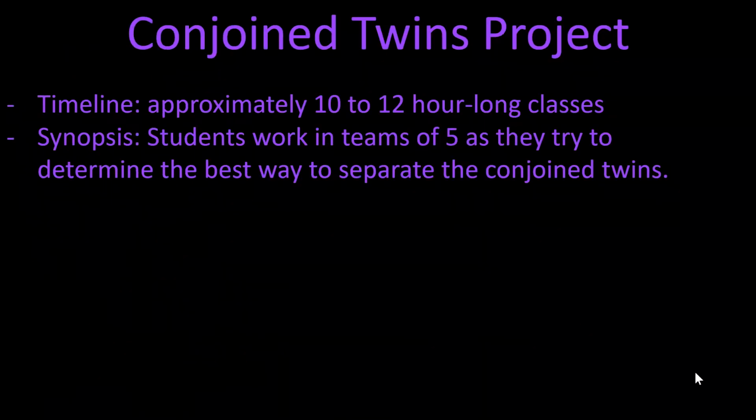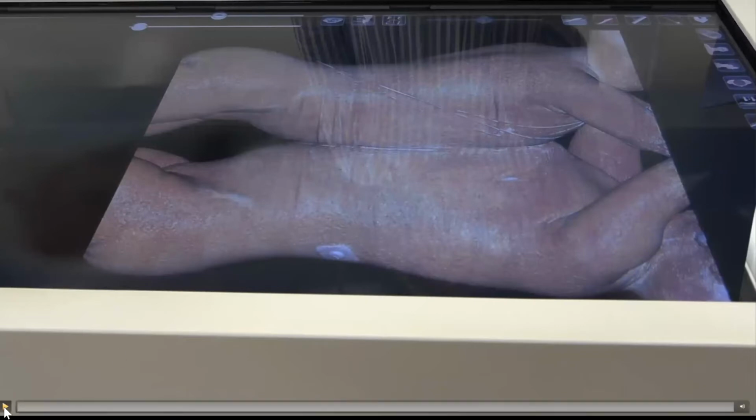This is the conjoined twins project. This is a huge project. And what's really interesting about this project is when I first introduce it, the kids think I'm insane. And then at the end, they're like, oh, that was amazing. So basically I break them up into surgical teams and I put them in groups of 5. And then they are a specific doctor within that surgical team. And they have to come up with a plan to separate the twins. And I'll tell you a little bit more about it in this video right here.